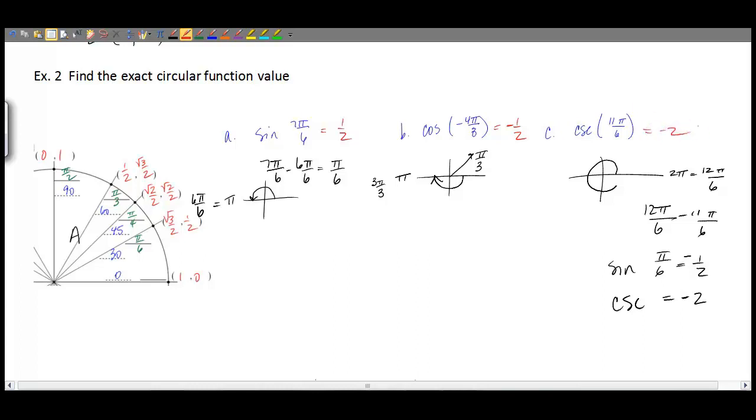Okay, so I'm just wanting to show you what you're utilizing here are the reference angles that are found in the first quadrant to be able to fill in the values for the remaining 3 quadrants when you're moving around the unit circle.